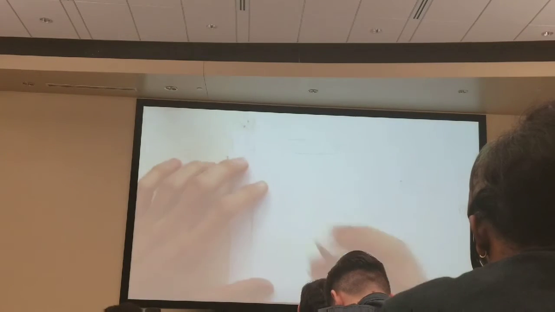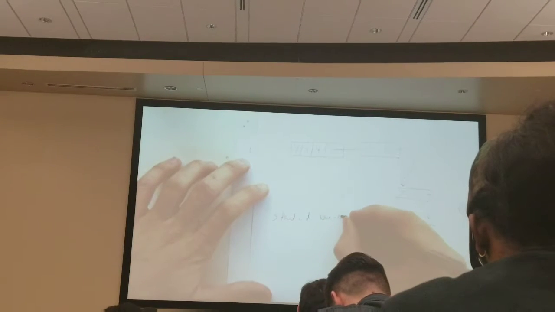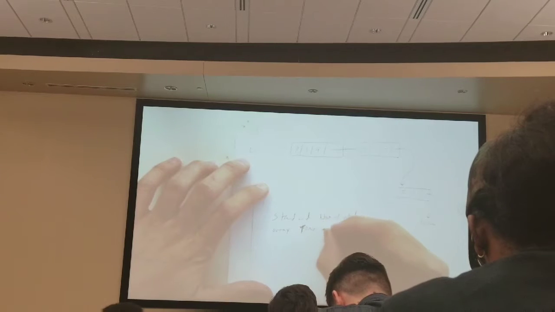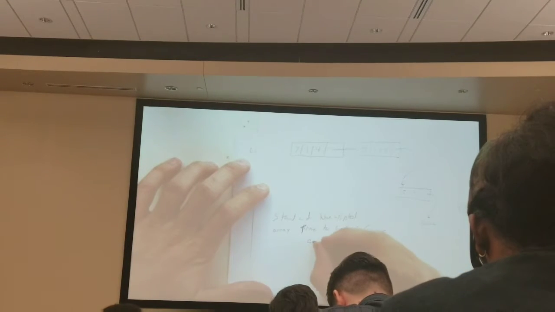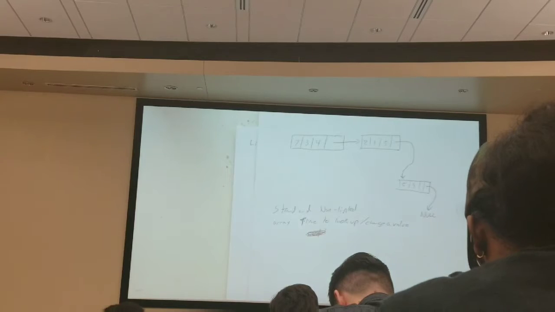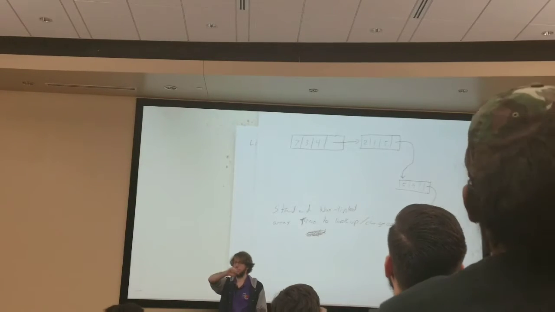So with the standard, non-linked array, what is the time to look up or change a value? So what's the runtime in the standard array? I saw someone had a hand up over here.